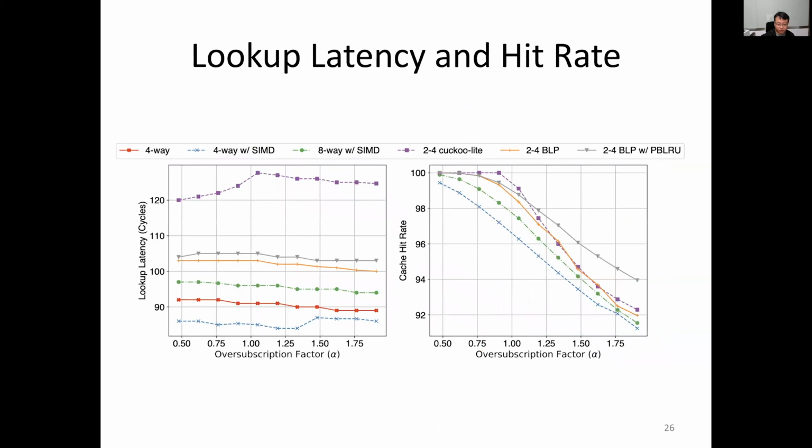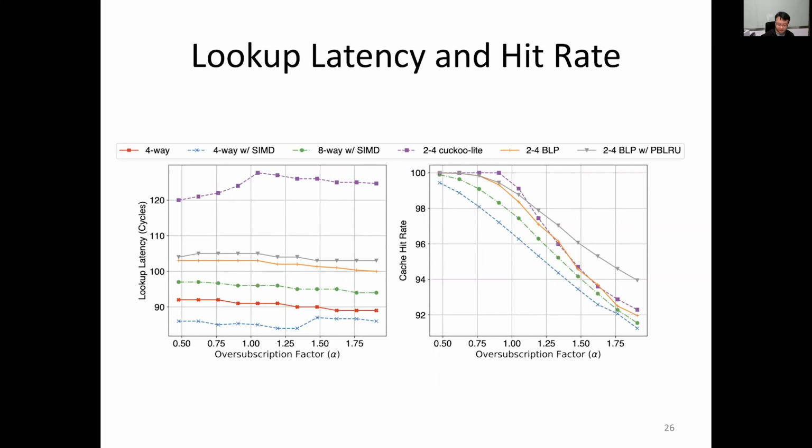And again, we break down the lookup latency and the cache hit rate. It's clear that the Bubble LRU improved the cache hit rate at a very low extra cost if we compare the gray line and the orange line on the left side, right? So the gray line is 2-for BLP with PBLRU. It is slightly slower than the orange line, but it achieves the higher cache hit rate.